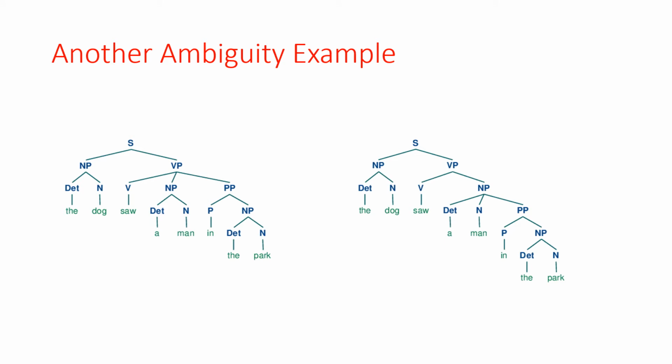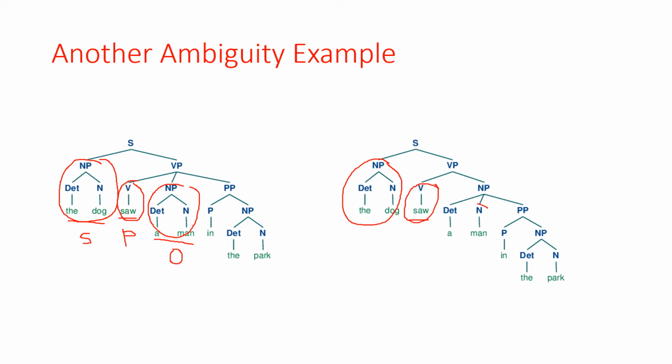Another ambiguity example refers to the sentence "The dog saw a man in the park." Let's compare these two parse trees to detect the ambiguity issue. The subject of the sentence is the dog, which is indicated with a noun phrase as shown in both parse trees. Next we have a verb phrase to show that saw is the predicate, the verb of the sentence, and a man is the object. It is indicated with this verb and noun phrase as shown in both trees.